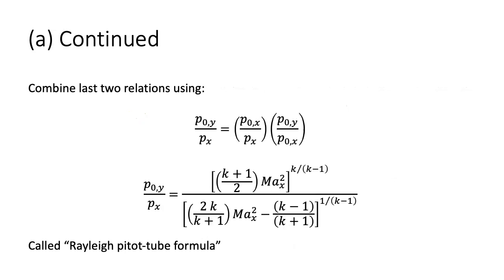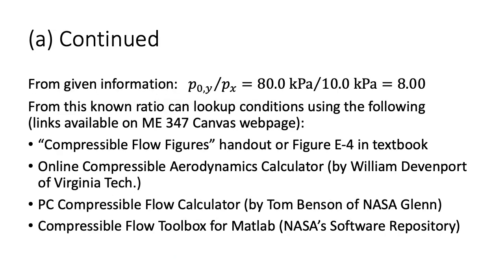Since we do not need to calculate the stagnation pressure at state X, we combine these equations to eliminate it and get a useful equation for calculating Mach number from pitot tube measurements called the Rayleigh-Pitot tube formula. From the given information, we know that the ratio of the stagnation pressure after the shock, measured with the pitot tube, to the static pressure upstream in the wind tunnel, measured with a static pressure tap that is usually in the wall normal to the flow, is 8.00.